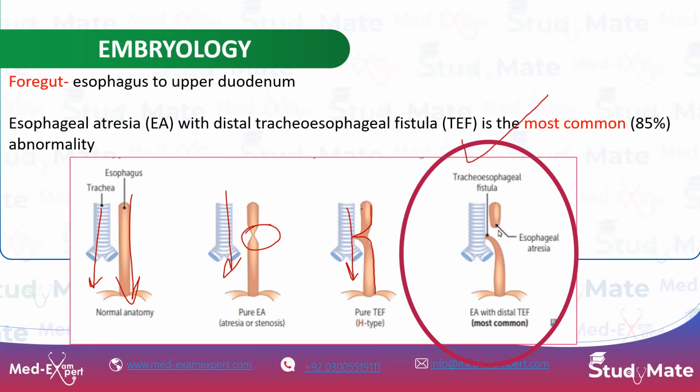Fourth diagram, which is circled in red, you can see that trachea is normal, but there is esophageal atresia of the proximal part, whereas the distal part of the esophagus is joining the trachea and forming a distal tracheoesophageal fistula. So CPSP always tests you on the most common types of anatomy, physiology, and pathology. So you must remember that esophageal atresia with distal tracheoesophageal fistula is the most common congenital abnormality of the esophagus.